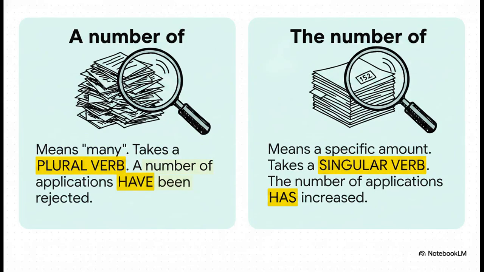And now, for what might be the SAT's all-time favorite, most specific trap, the difference between "a number of" and "the number of." "A number of" is just a fancy way of saying many, so it's plural. A number of cars have. But "the number of" refers to a specific singular amount, so it's singular. The number of cars has. It all comes down to that tiny first word, "a" or "the." That's the whole game. Whew.